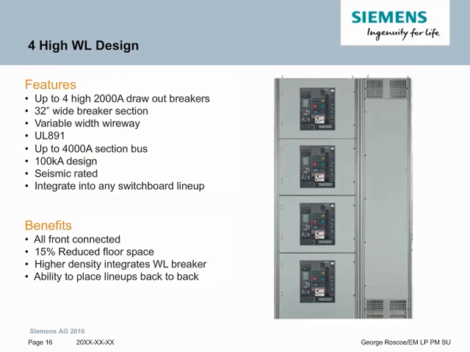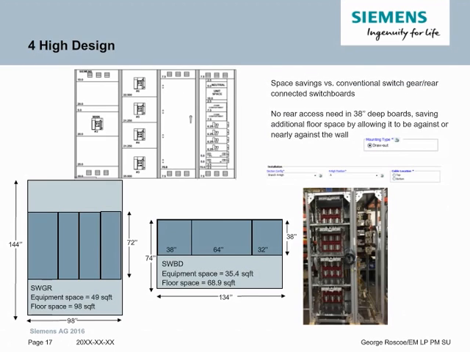Some of the benefits are it's all front connected, reduced floor space. It's the highest WL breaker density we have in front connected switchboards. And by doing this, everything is considered front access, therefore now you can place lineups back to back. As more and more designs migrate from switchgear to switchboards, the 4-high design is a big enabler to help do that.